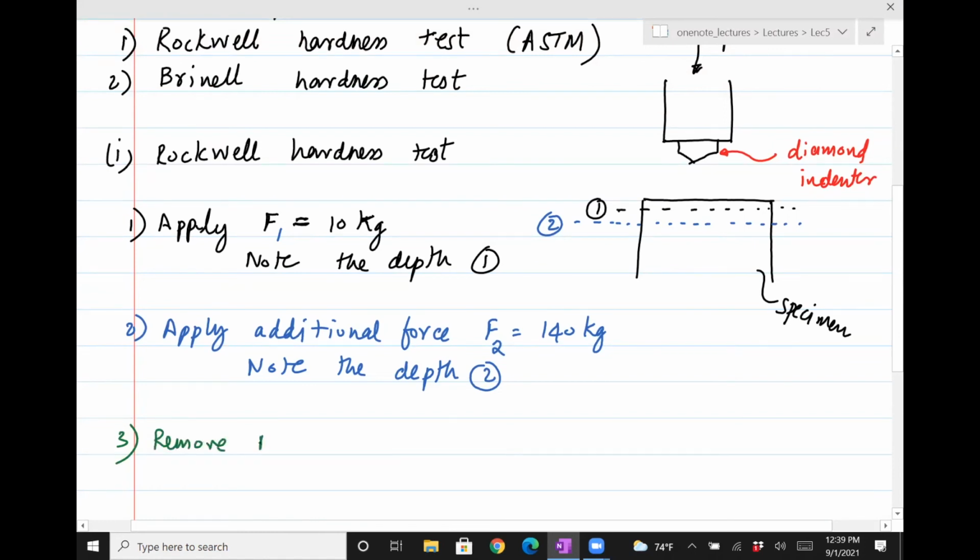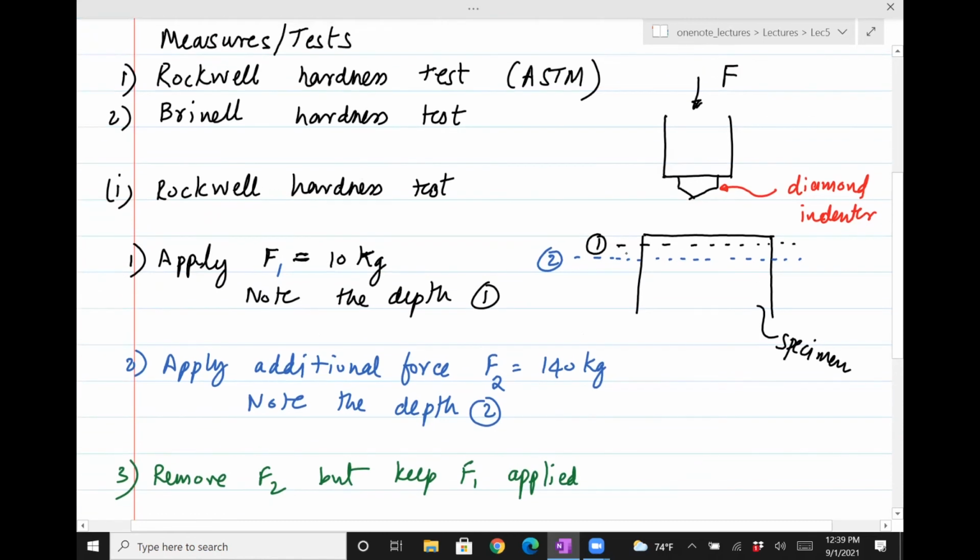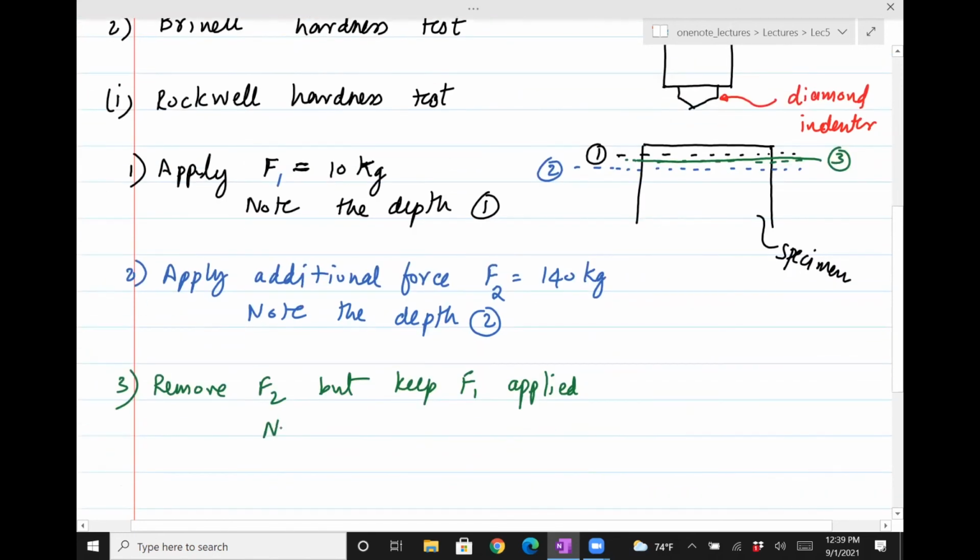remove F2, but keep F1 applied. So now when you release F2 and keep F1 applied, you'll see that the indenter goes back a little bit of distance. So now you should note the depth 3. So the depth has changed, in fact, because it's gone up because you removed the force F2.